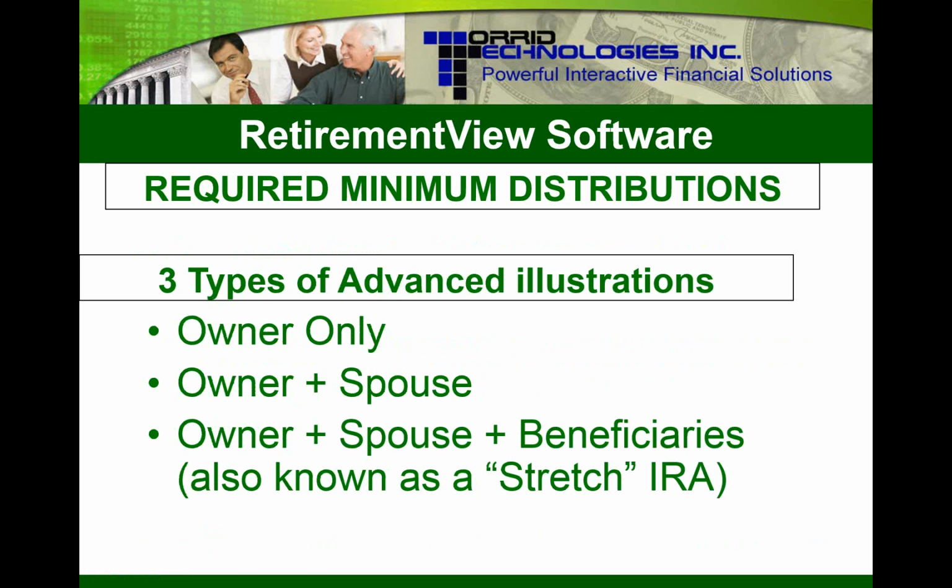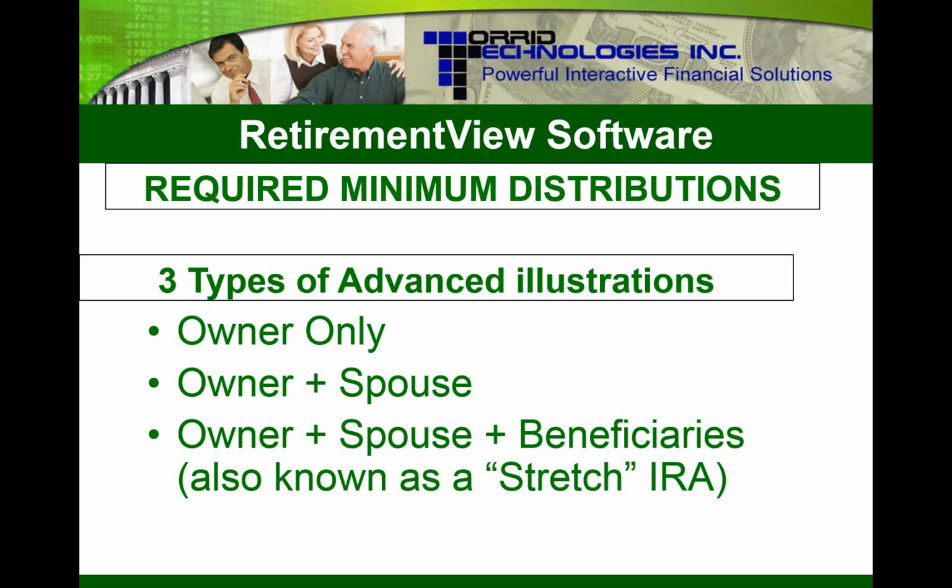We have three types. The first type is owner only, and that's where the owner of a qualified account is still alive and has to continue paying RMDs, or possibly they didn't have a beneficiary and the account gets paid out. This is really more like the calculations in the retirement view software, but I've got a couple of wrinkles in the illustrations that I'm going to show you.